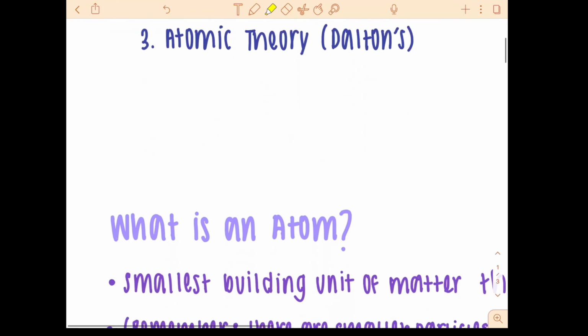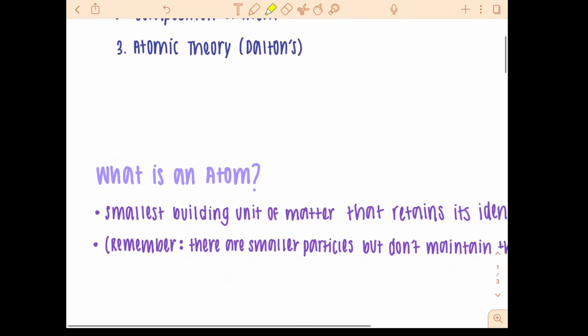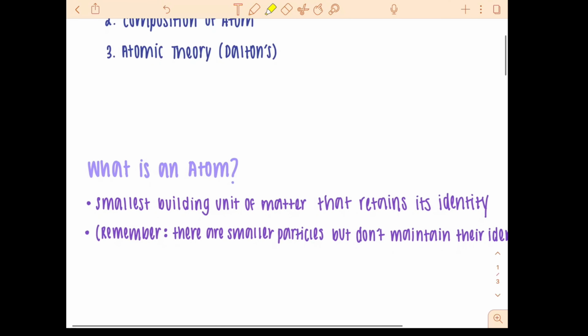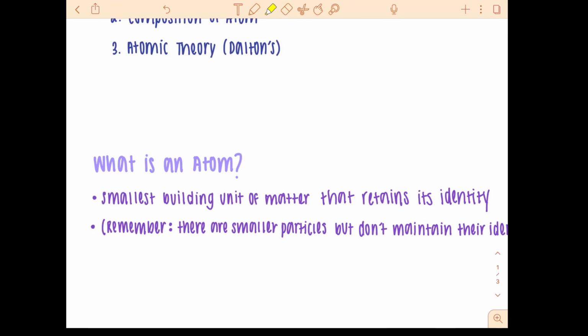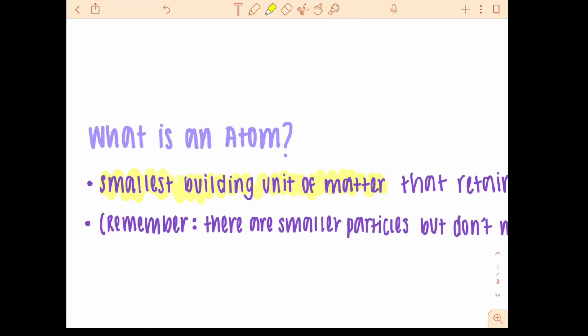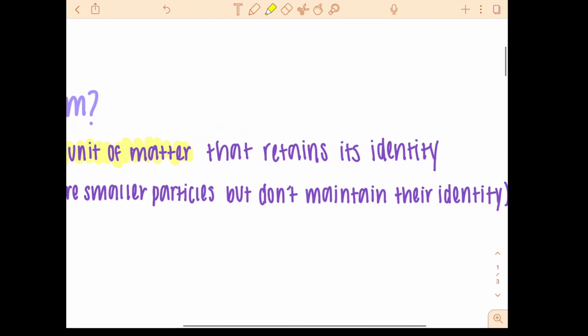So what exactly is an atom? It's the smallest building unit of matter that retains its identity. So let's break this down. It's the smallest building unit of matter. But if you notice when I was mentioning earlier, there are particles that make up an atom. So in reality, it's probably not the smallest one. And so that's why we've added the second part, which talks about it retaining its identity.